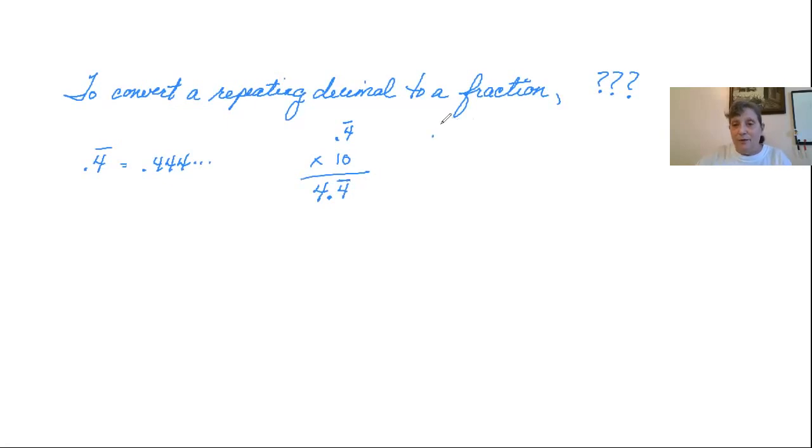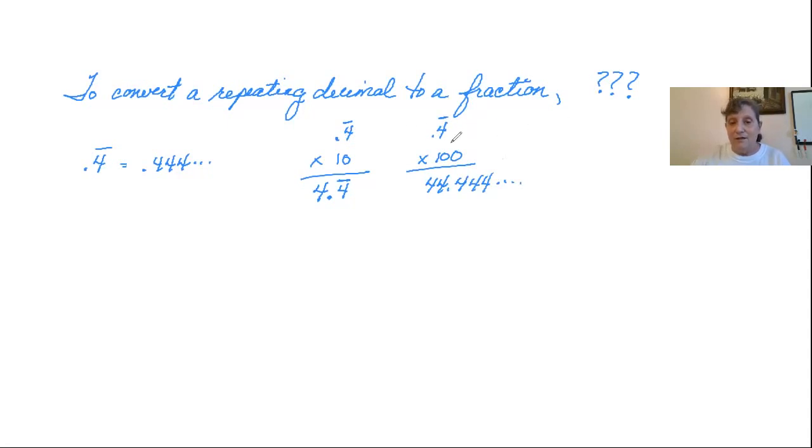If I multiplied 0.4 repeating times 100, multiplying by 100 just moves the decimal place over two places. So that would be 44.4444 forever.